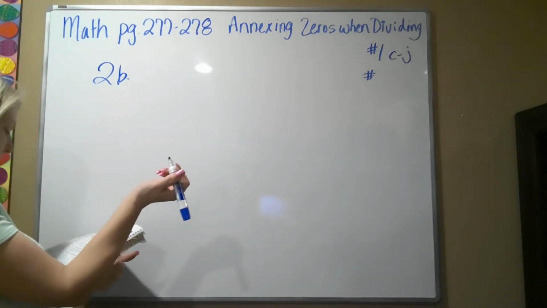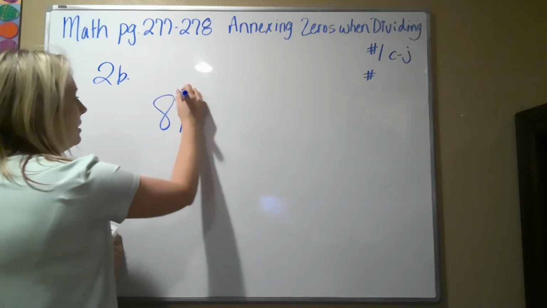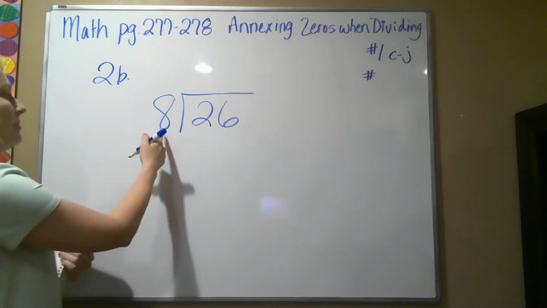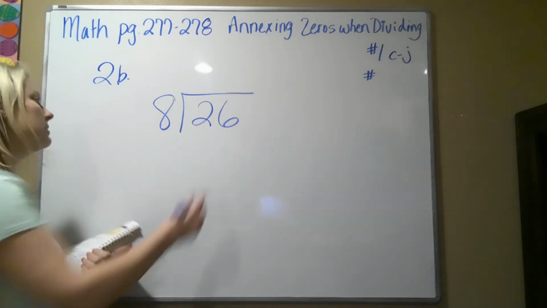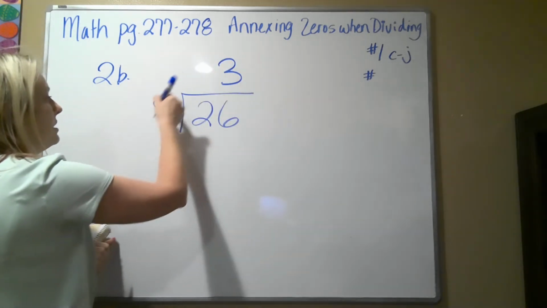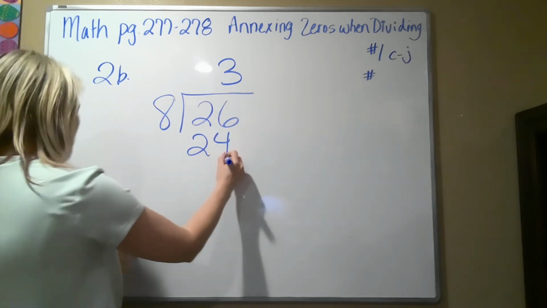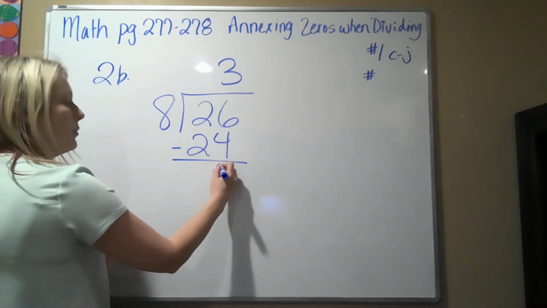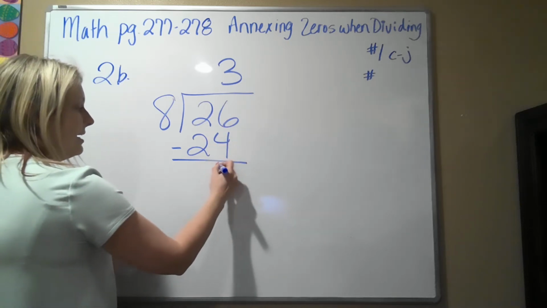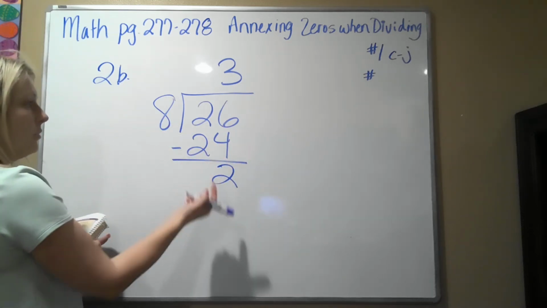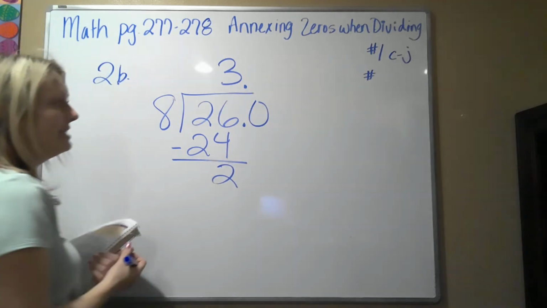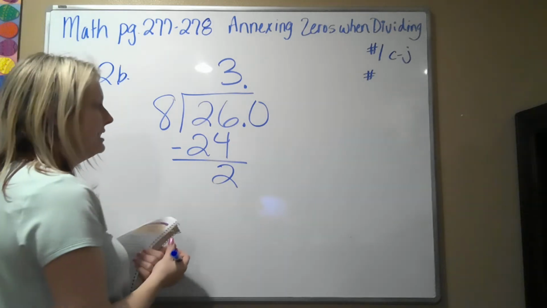Okay, we'll do it again. So we have 8 goes into 26. How many times does 8 go into 26? It goes in 3 times. 3 times 8 is 24. Subtract, I get 2. 8 can't go into 2, so I'm going to give myself my 0 and my decimal place up there. Don't forget that decimal place.